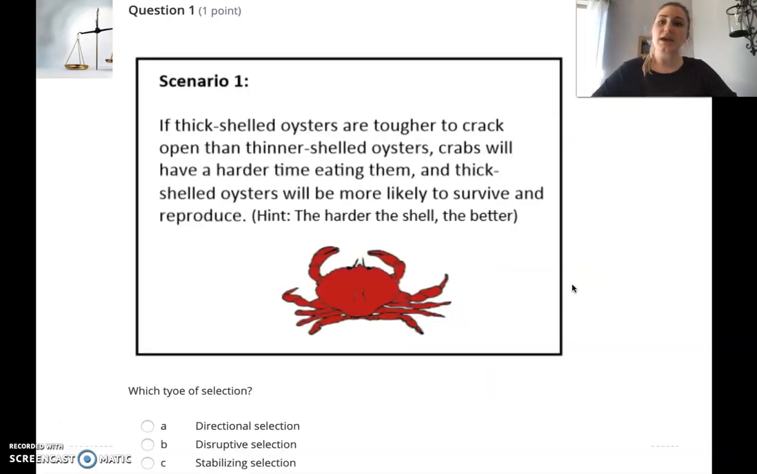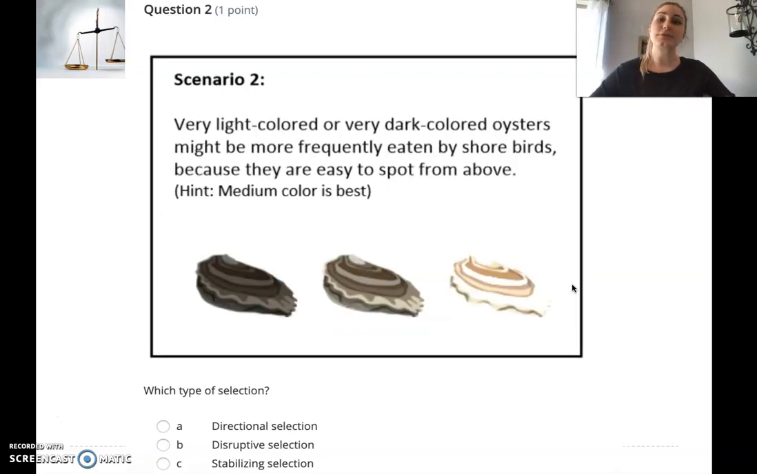Question number 1. If thick-shelled oysters are tougher to crack open than thinner-shelled oysters, crabs will have a harder time eating them, and thick-shelled oysters will be more likely to survive and reproduce. Hint, the harder the shell, the better. Is this directional, disruptive, or stabilizing selection? 2. Very light-colored or very dark-colored oysters might be more frequently eaten by shorebirds because they're easier to spot from above. Hint, medium color is the best. Is this directional, disruptive, or stabilizing selection?